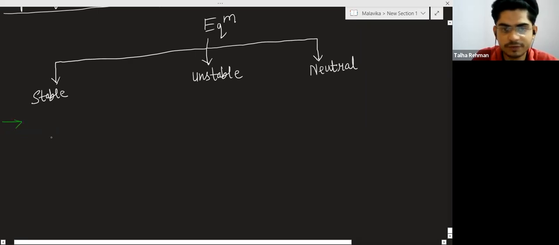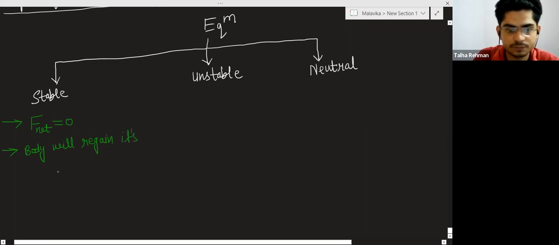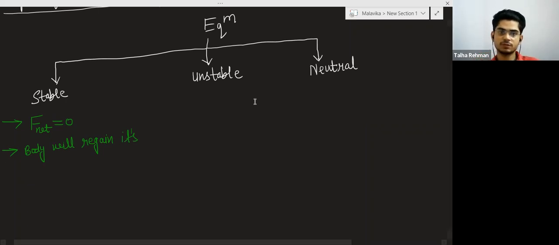So equilibrium means the net force on the body or a charge is equal to zero. For stable equilibrium, there is one thing: the body will regain its position. So please wait for a minute or 2 minutes.